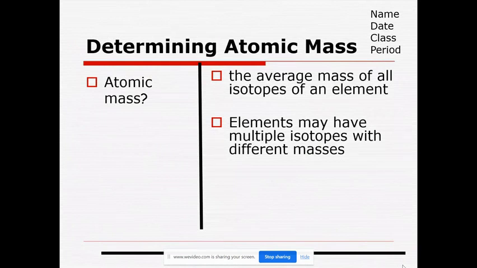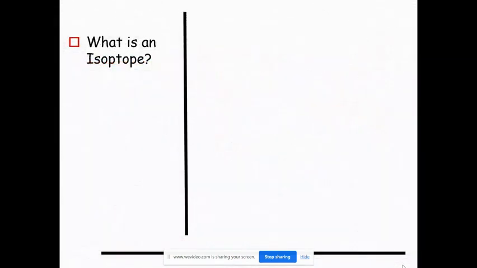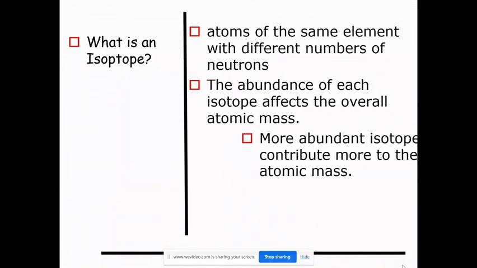Well, what happens is we take an average mass of all of the isotopes of an element, and these elements usually have multiple isotopes with different masses. Some have two isotopes, some have three, some have six or seven isotopes, and so that's going to create some changes when you're looking at an average. Now, what's special about this is that we take a weighted average.